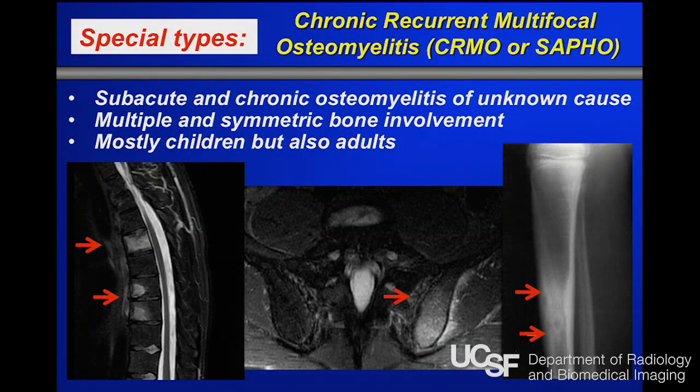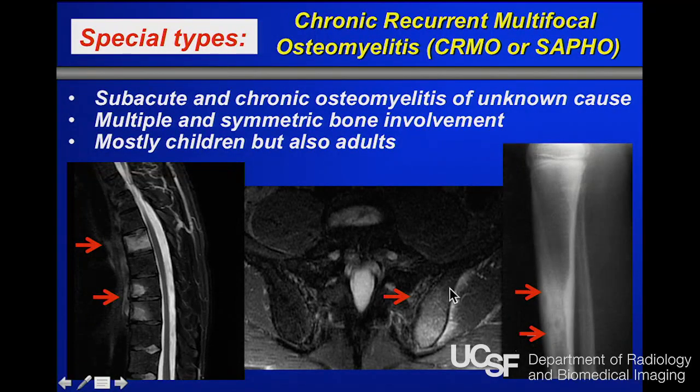There are some special types of osteomyelitis which I want to make you familiar with, and one of them is chronic recurrent multifocal osteomyelitis. That can be very tricky. The diagnosis can be extremely challenging sometimes, and these patients have a subacute to chronic osteomyelitis where the cause is not really very well known. It causes multiple bones to be affected and involved.